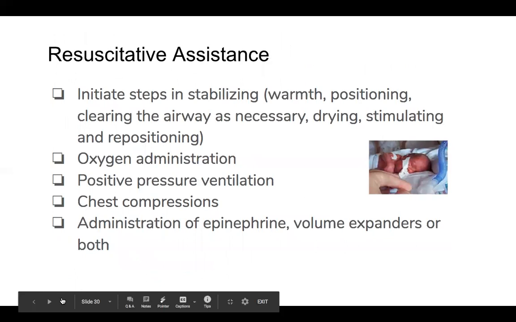So some resuscitative assistance is a warm environment, administration of oxygen and/or positive pressure ventilation. You may need to start chest compressions, starting CPR, administration of epinephrine or any volume expanders, or both. So there's a whole host, really depending on what the scenario is.